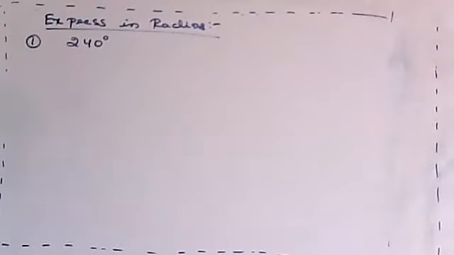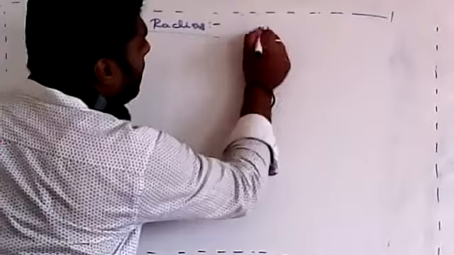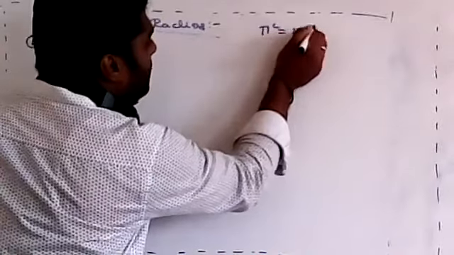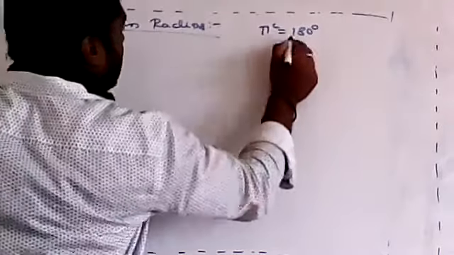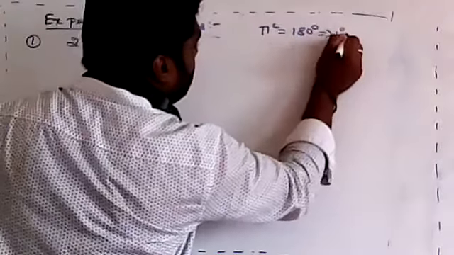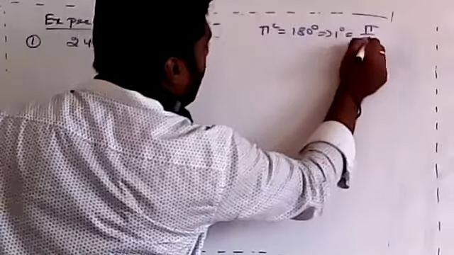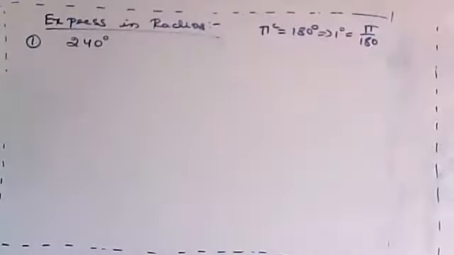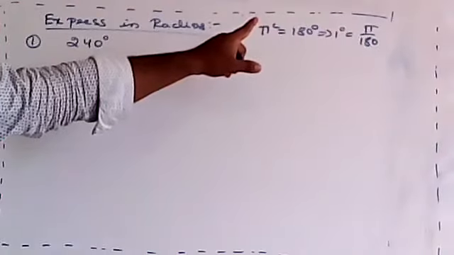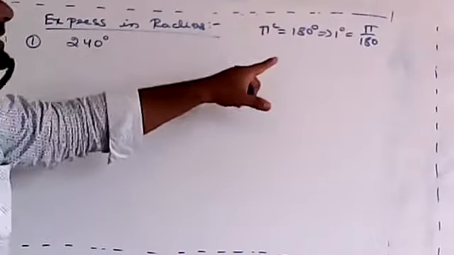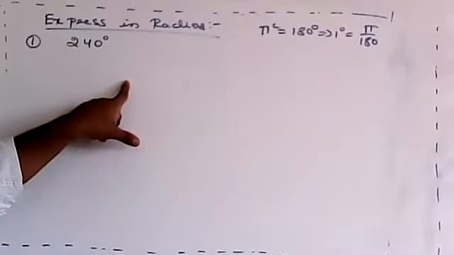Okay. So already we know the formula: pi radian equal to what? 180 degree. Then what is 1 degree equal to? Pi by 180. Clear or not? On the basis of this concept, we are going to solve the problem.